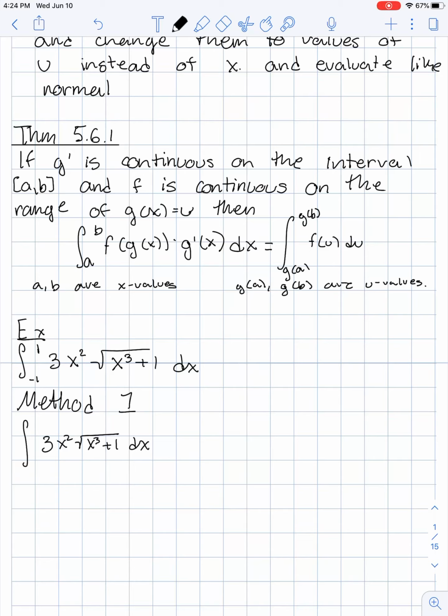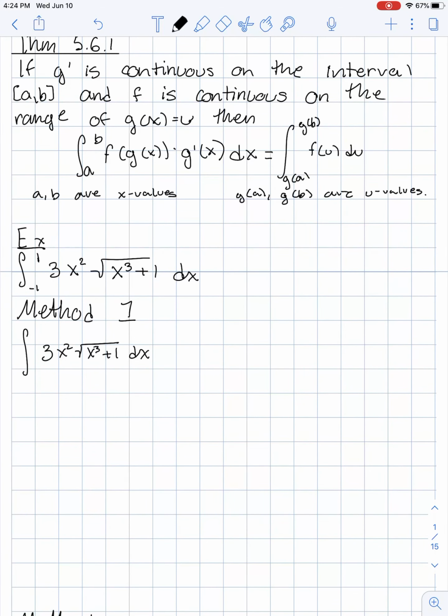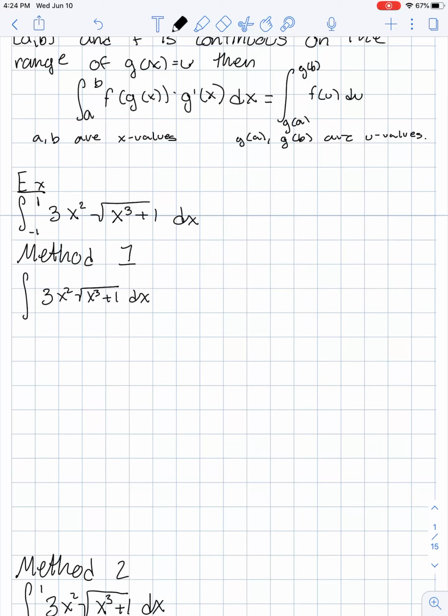Okay, so let's do an example. Method 1, we're taking off the bounds. They'll be back later and we can't forget about them, but I'm just going to take them off for now, all right? So I'm just working with the indefinite integral, right? So the original integral is from -1 to 1 of 3x squared times the square root of x cubed plus 1 dx. So I took my bounds off, so now I just have the indefinite integral of 3x squared times the square root of x cubed plus 1, times dx, right? So pause here if you want to think about what your u should be.